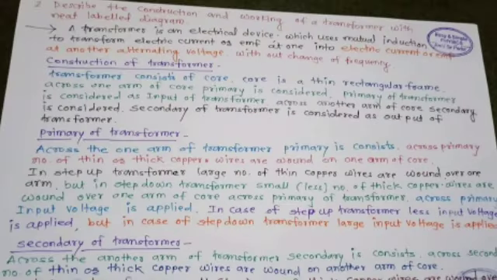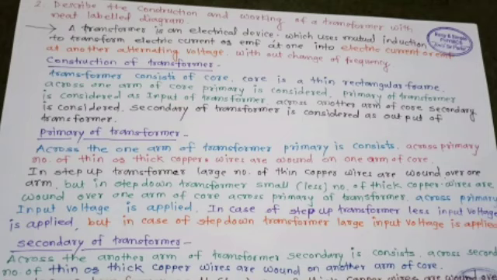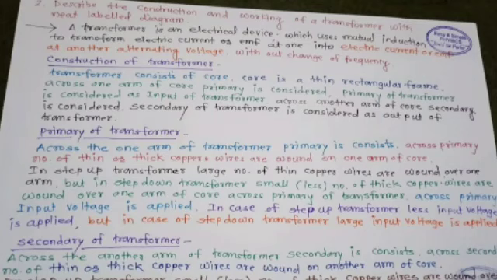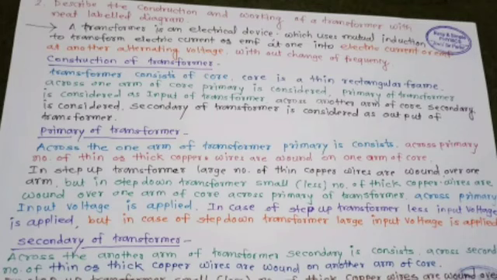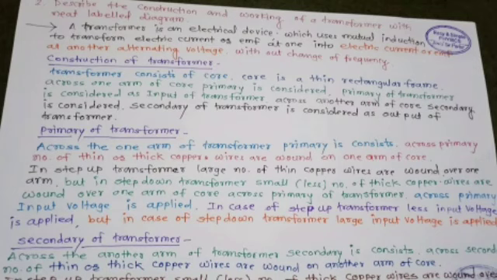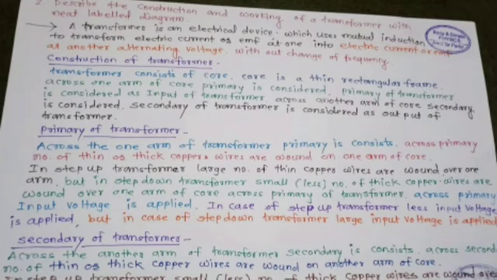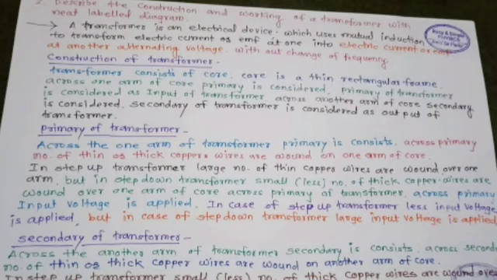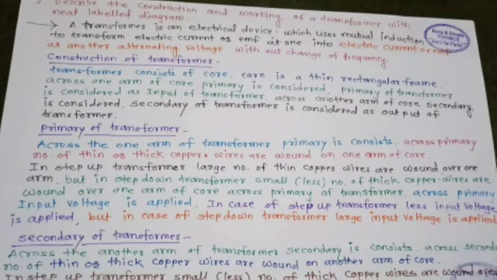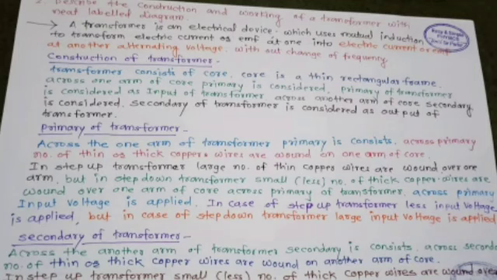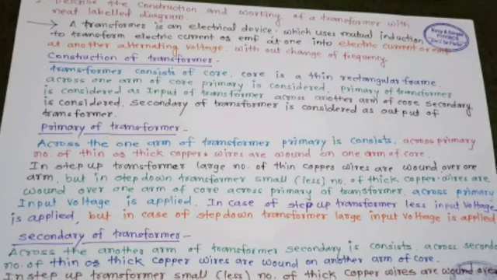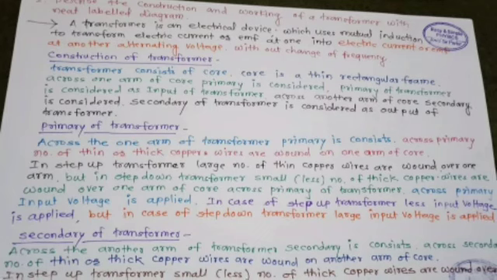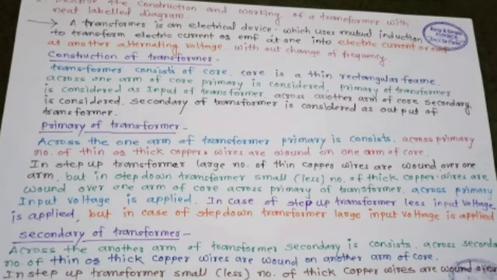Question number 2. Describe the construction and working of a transformer with a neat labelled diagram. First, we want to see a transformer. A transformer is an electrical device which uses mutual induction to transform electric current or EMF at one alternating voltage into electric current or EMF at another alternating voltage without change of frequency.